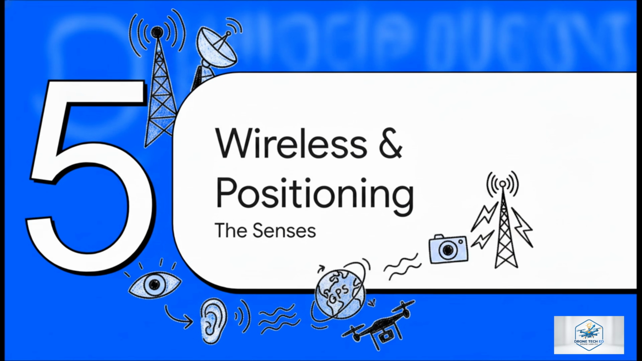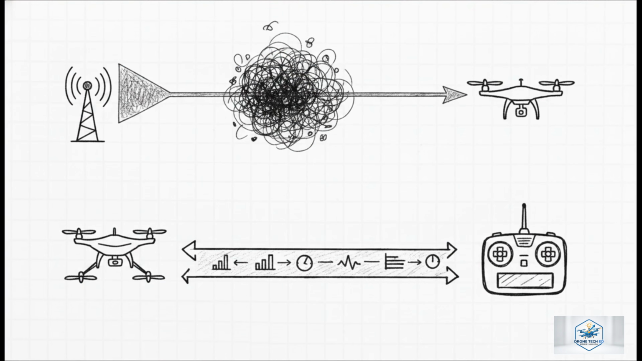Finally, Part 5, Wireless and Positioning, the senses. This final system layer is what gives the drone its eyes and ears, providing telemetry, spatial positioning, and video transmission. To keep the pilot perfectly connected, drones use advanced RF technology. Take ExpressLRS, for example. It's a wildly popular open-source link that boasts sub-1.5 millisecond latency. It achieves insane range using LoRa chirp spread spectrum modulation. What that means is it can literally decode control signals that are 20 decibels below the thermal noise floor, which is the equivalent of hearing a whisper in the middle of a heavy metal concert.